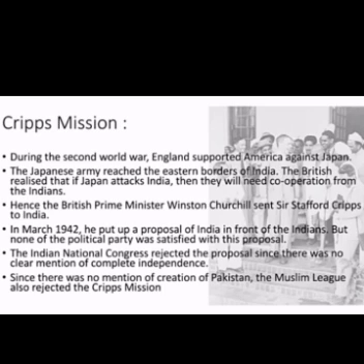The Indian National Congress rejected the proposal since there was no clear mention of complete independence in this proposal. And also there was no clear mention of creation of Pakistan. The Muslim League also rejected the Cripps mission.